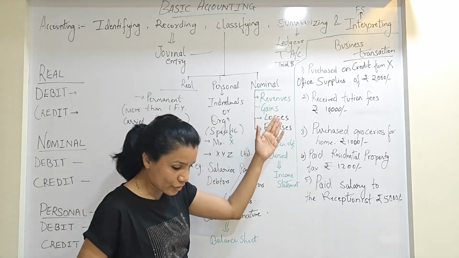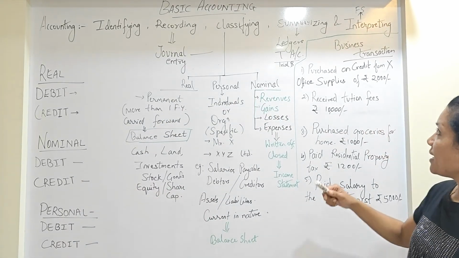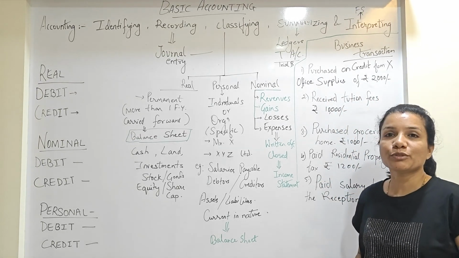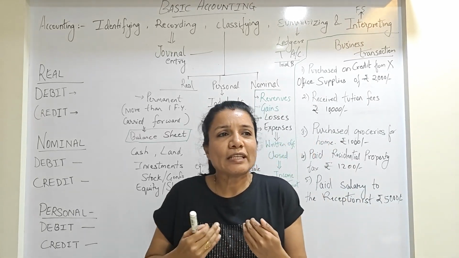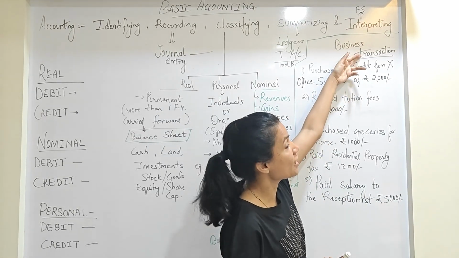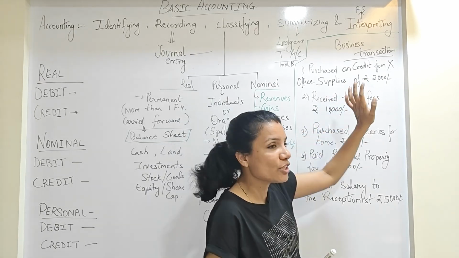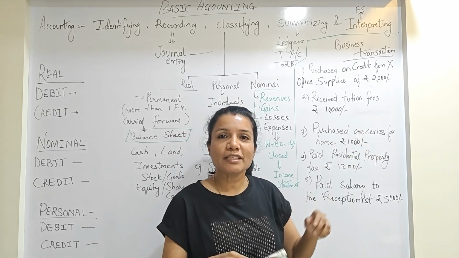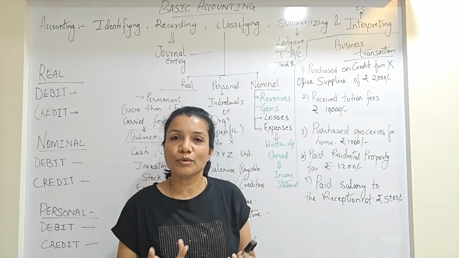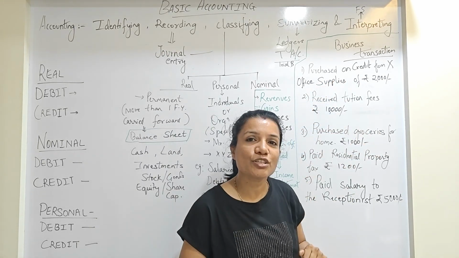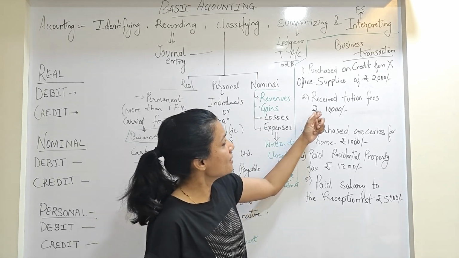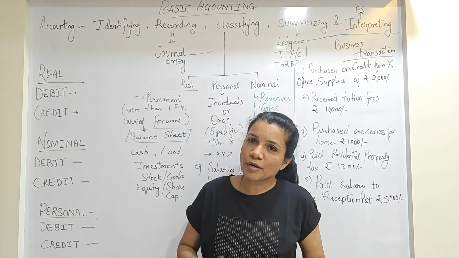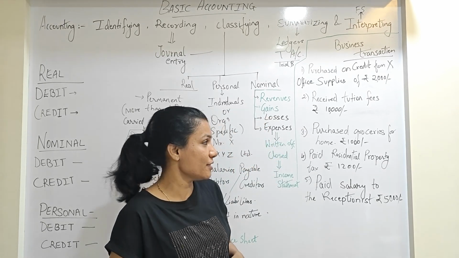As the definition says, we have to first identify the transactions. Here's a list of transactions that I've given. The first one says purchased on credit from X, office supplies of rupees 2000. Do you think this is a business transaction? We must first identify the business transaction. Yes, because I run a coaching class and I need office supplies, printing stationery, duster, and markers for my business. Second says received tuition fees rupees 10,000. So I received fees from the students. Is this a part of the business? Yes. So this is a business transaction.